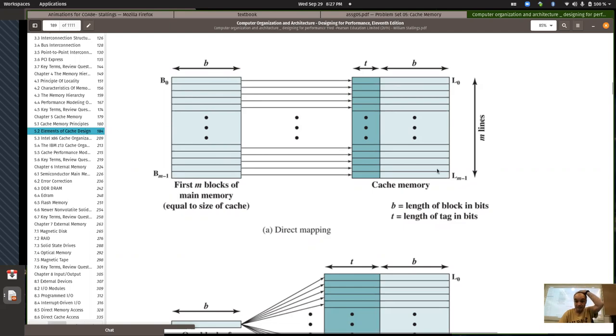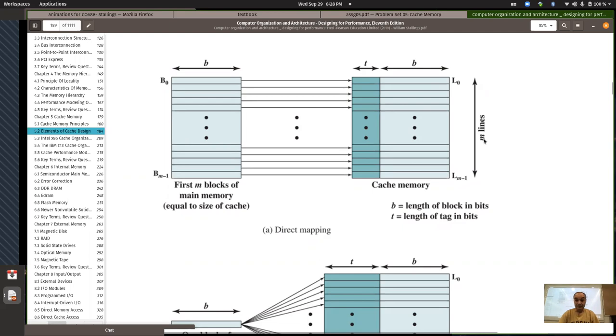So again, it might be easier to just put numbers in here. If we have 16 lines, so if M is 16, then our first 16 blocks of memory, each one of those maps to one particular line. So block zero maps to line zero, block one to line one, down to block 15 maps to line 15 in cache, right? And then after that, block 16 wraps back around. So that's where the modulo comes in that it talks about.